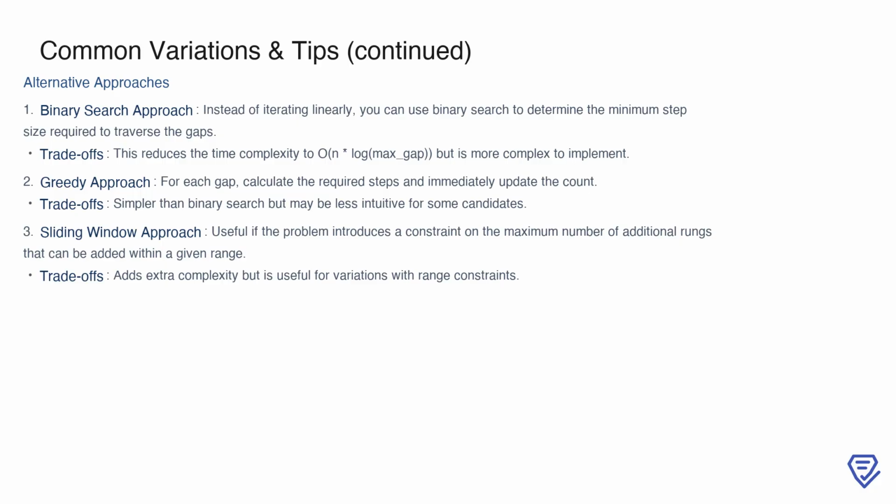For problems with additional constraints, such as a limit on the number of extra rungs within a range, a sliding window approach might be useful. This adds complexity but provides a way to manage range-based constraints effectively. Each approach has its strengths, so consider the problem's specific requirements when choosing the best method.